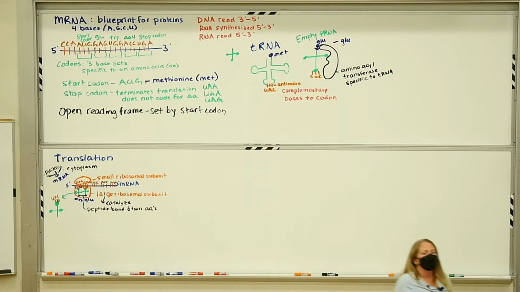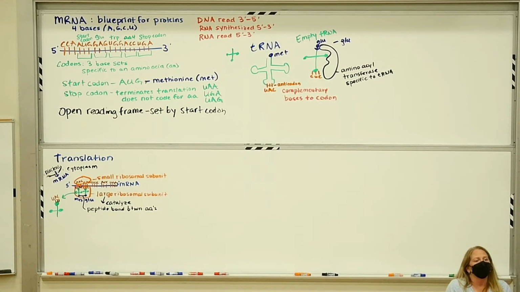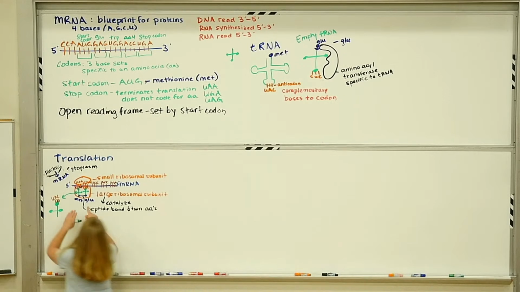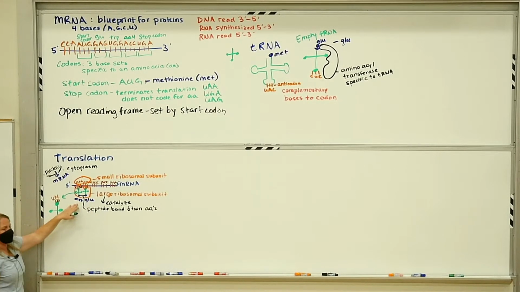When does it have the tRNA leave the large ribosomal subunit? When these bonds are formed between amino acids that are being held by the tRNA, this is going to release the tRNA. It's going to be a signal that it isn't needed anymore. It gets kicked out of the site.